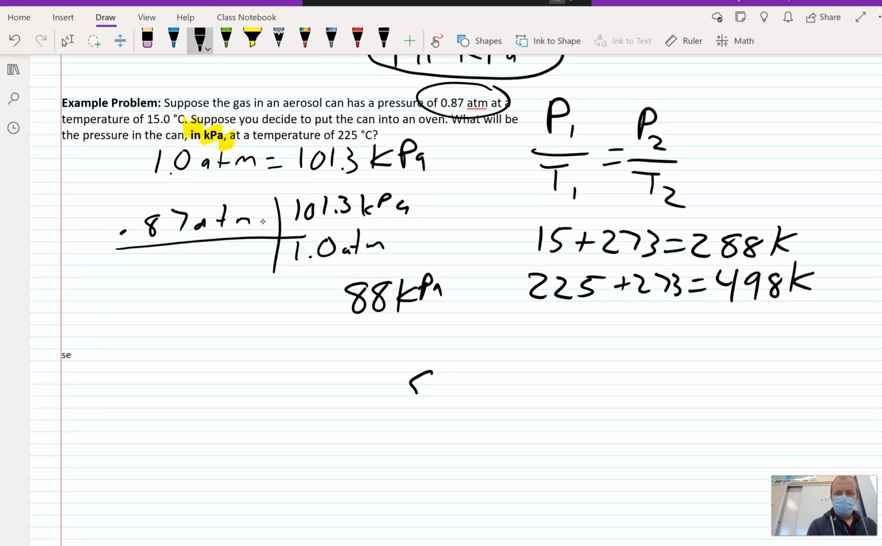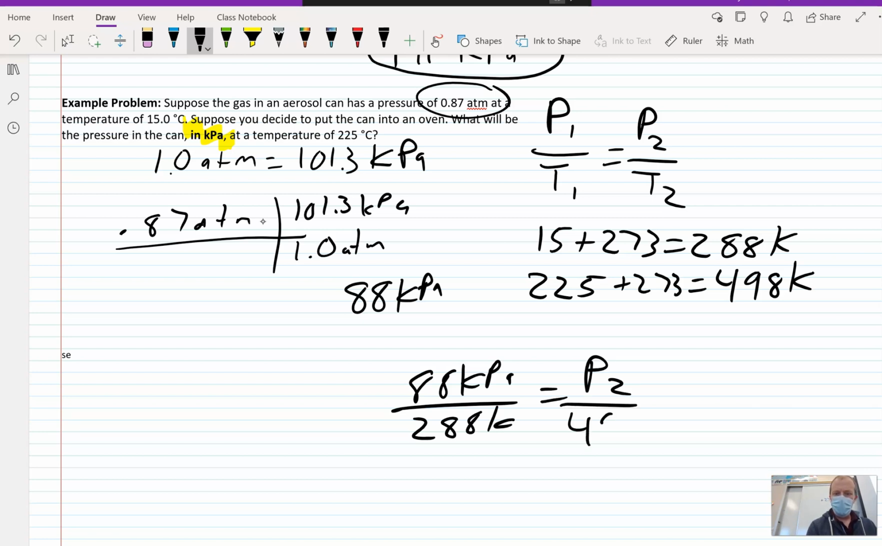So the pressure in the can is 88 kPa when the temperature is 288 Kelvin. Put it in the oven, pressure is going to go up. That's a K, doesn't look much like a K. And so I think it's about 154. Or 152. 152 is what I'm getting here. So kPa.